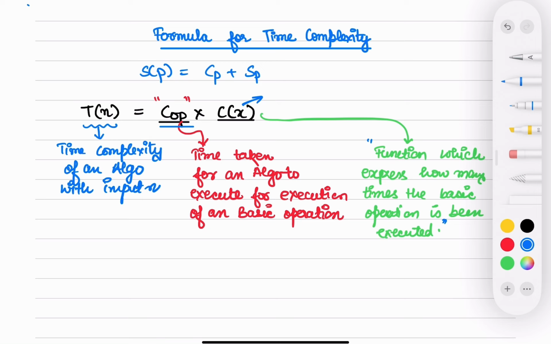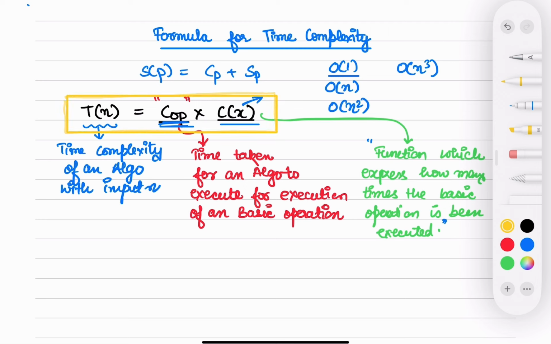For example, if it's a constant, O of 1 will come for sure. If it is linear, O of n will come. If it is quadratic, O of n square will come. If it is cubic, O of n cube will come, depending upon what function it is. So C_op is the time taken for one basic operation, and C of n will give how many times that basic operation has been executed. I think you understood this formula.